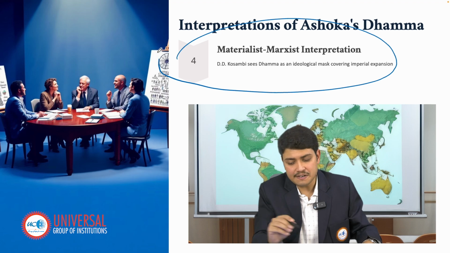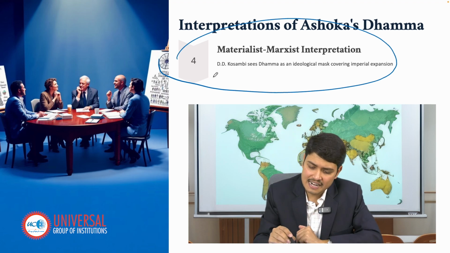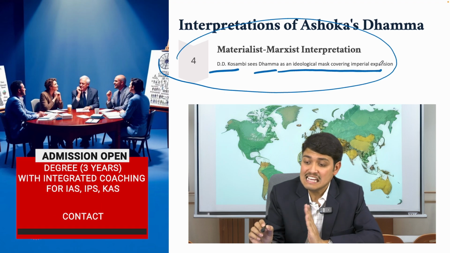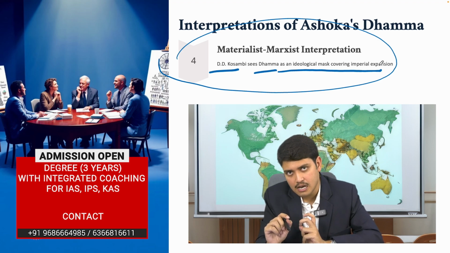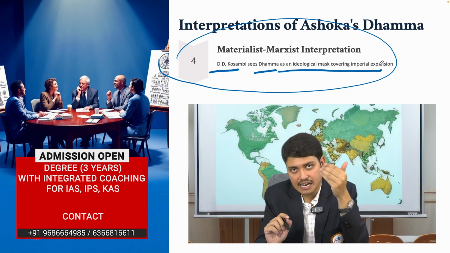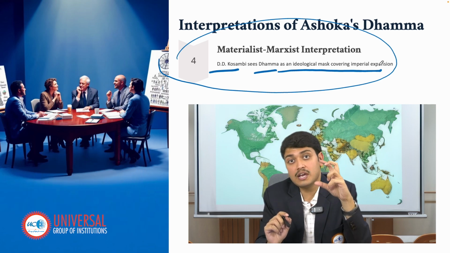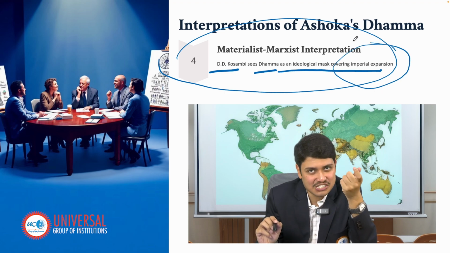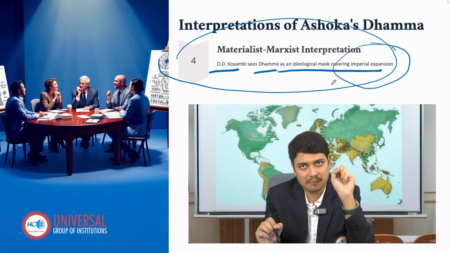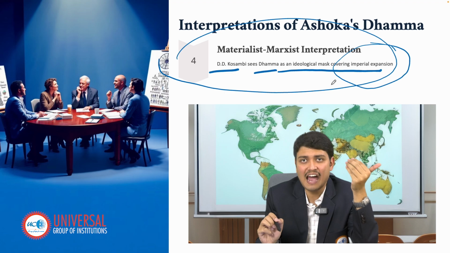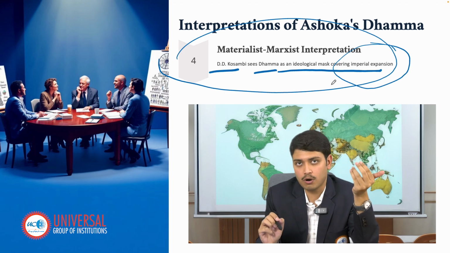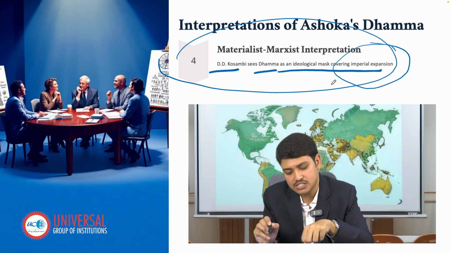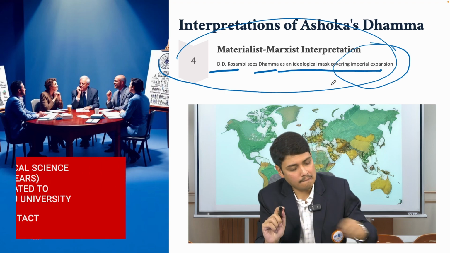Now, the fourth point is the materialist Marxist interpretation. For historians like D. D. Kosambi, Dhamma was an ideological mask covering imperial expansion. What does that mean? Dhamma basically uses an ideological surface to attain something material. So Dhamma was much more a diplomatic strategy of Ashoka for Kosambi, rather than just an influence of Buddhist moral principles. It was a very well calculated political strategy taken by Ashoka.